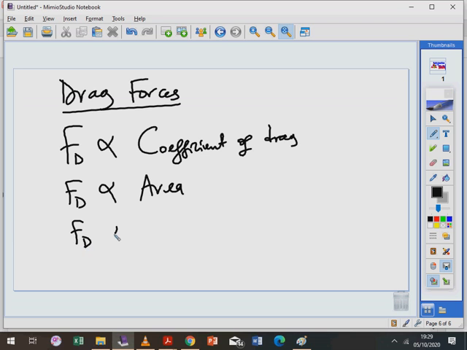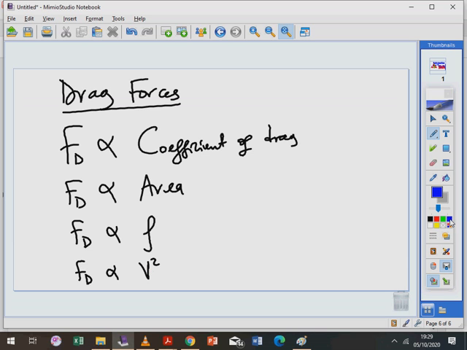The drag force will also be proportional to the density of the object that's falling. The density of the object, let me use the symbol rho, is what in physics is used to represent density. And finally, the drag force will be proportional to the velocity of the object that is falling. Density matters because even if you have two objects that have the same volume but different densities, they will be affected differently as they fall through the fluid or the air.